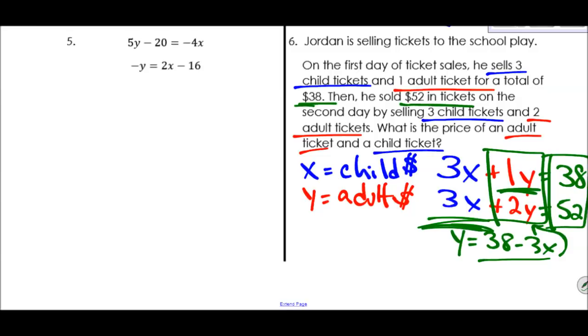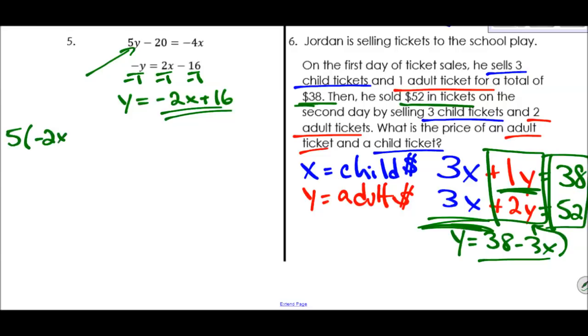All right, I'm going to go back to number 5. Let's solve for y there, because y is almost by itself already. We're going to divide by -1 into everything. It's really just going to change the sign of everything, so that gives us y equals -2x plus 16. Now we have an expression for y. We're going to take that whole thing and put it into the first equation. So 5 times -2x plus 16 minus 20 equals -4x.